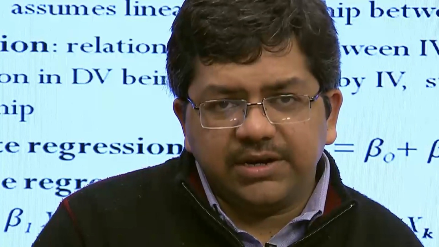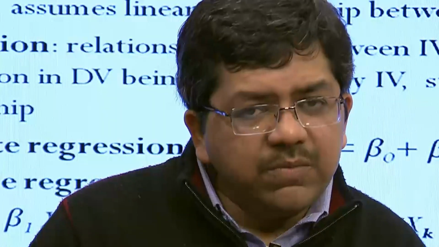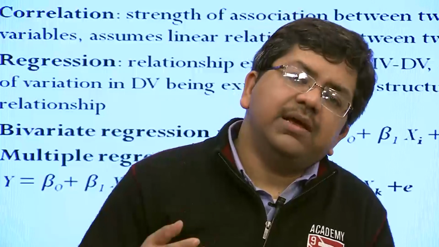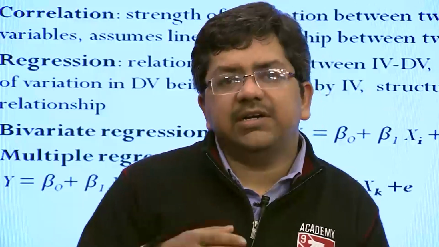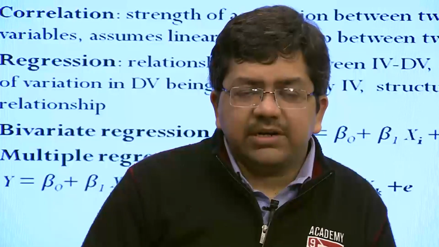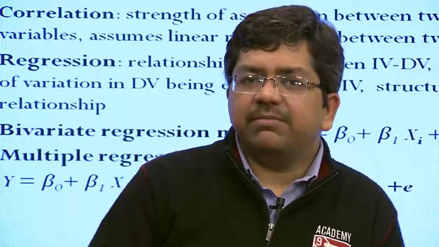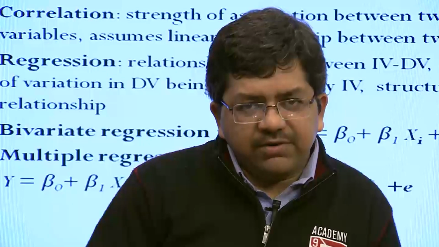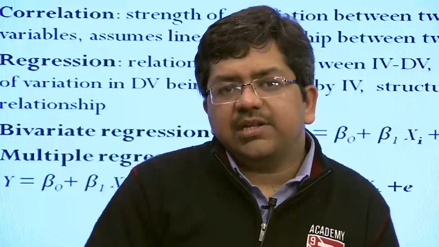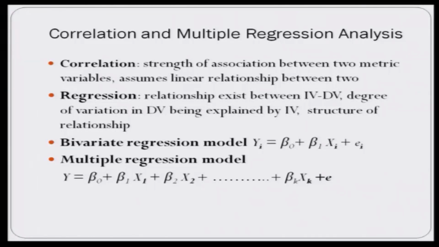In regression, we are interested in measuring how much of the variation in the dependent variable is explained by the independent variable or variables, depending on whether it is a bivariate regression or a multivariate regression. Bivariate regression is when only one independent variable is there, and when you have more than one independent variable in the regression model, you call it multiple regression, as shown in these two equations of a bivariate regression model and a multivariate regression model.